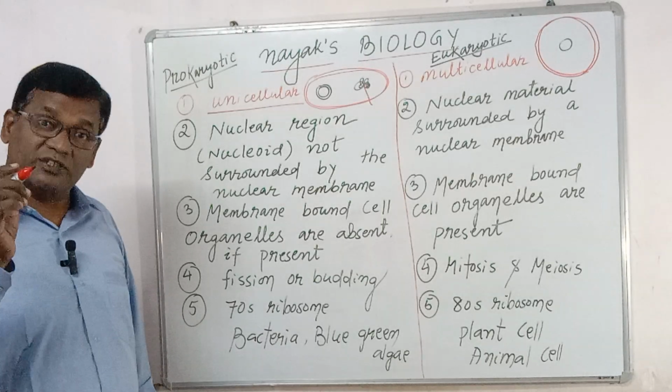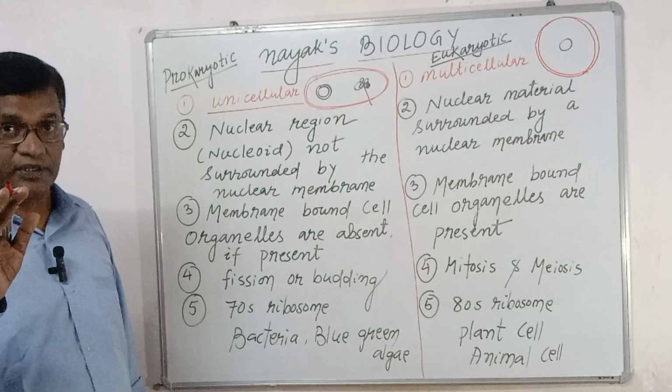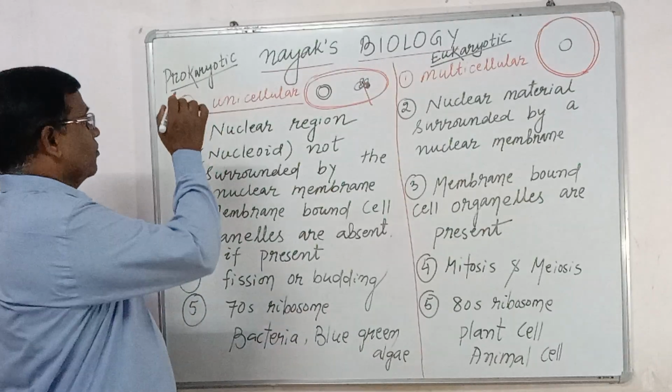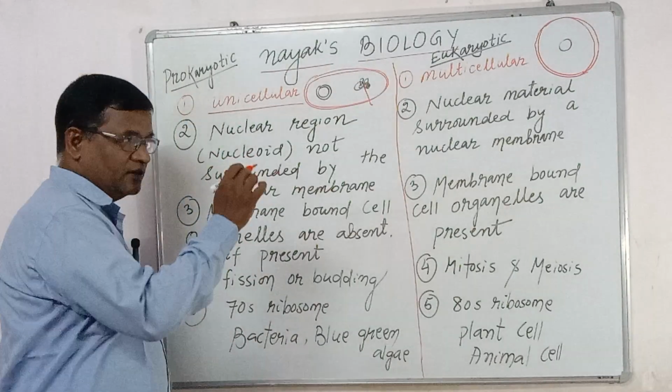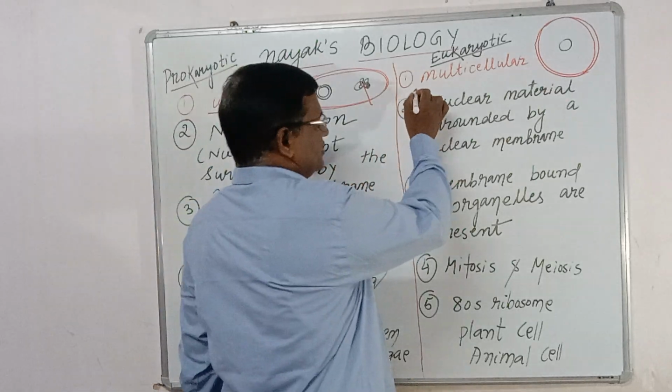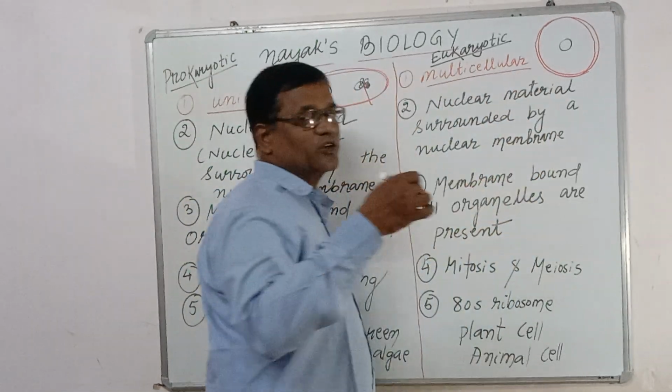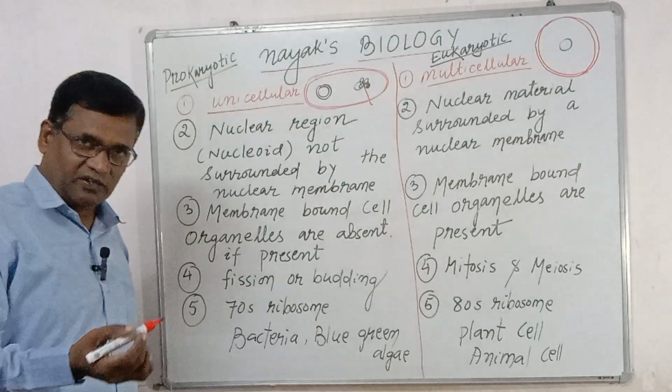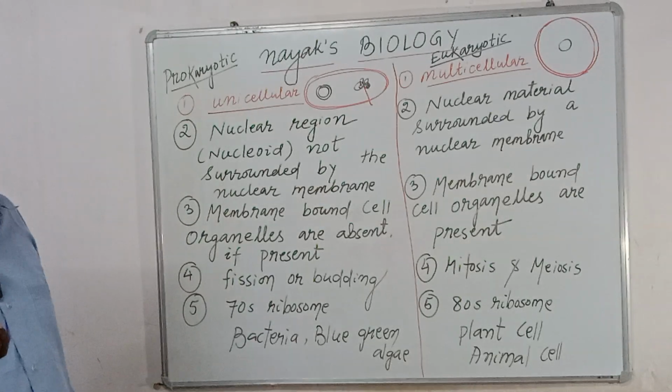Like amoeba is a unicellular, but it does not belong to the prokaryotic. That's why prokaryotics are unicellular, whereas eukaryotics are multicellular, made up of more than one cell. That means they have an organ system, tissues, and all these things.